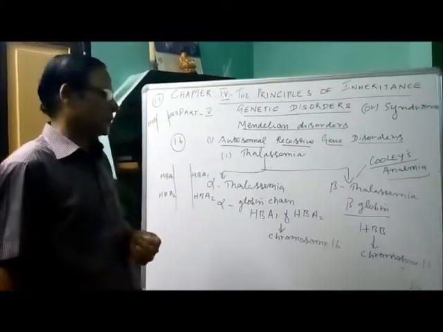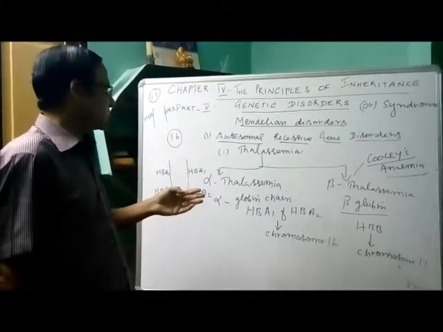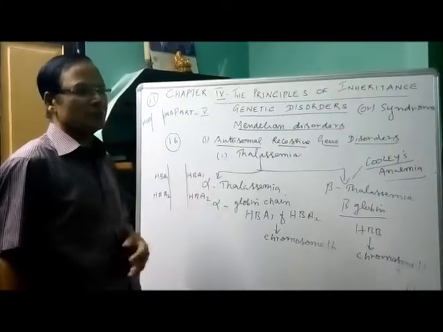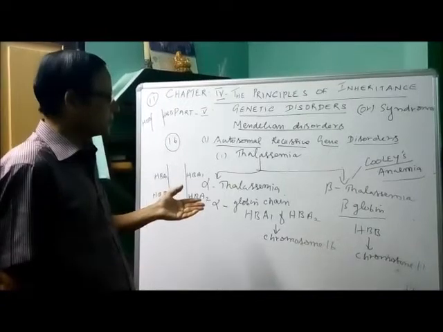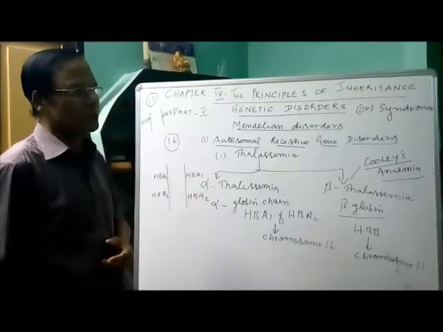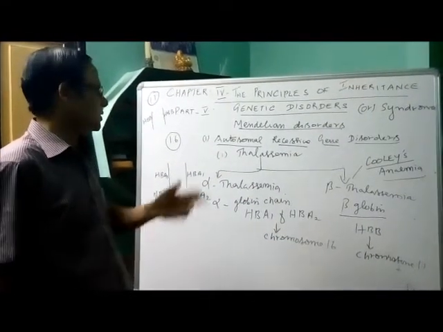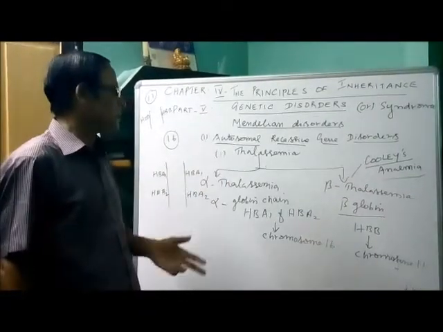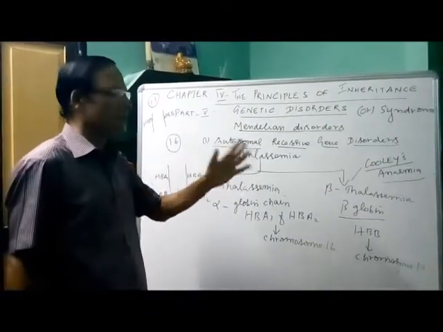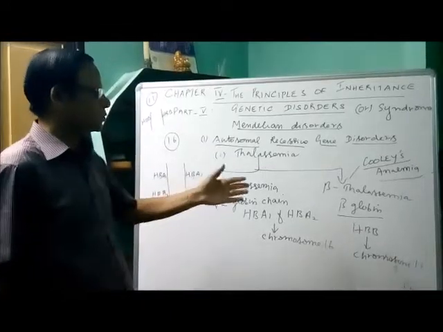So, it is very common actually. The thalassemic child dies at the age of 17. There is a chance of death of the child at the age of 17 in more cases. So it is an autosomal recessive disorder, with types alpha and beta thalassemia, and the causes for this one also.